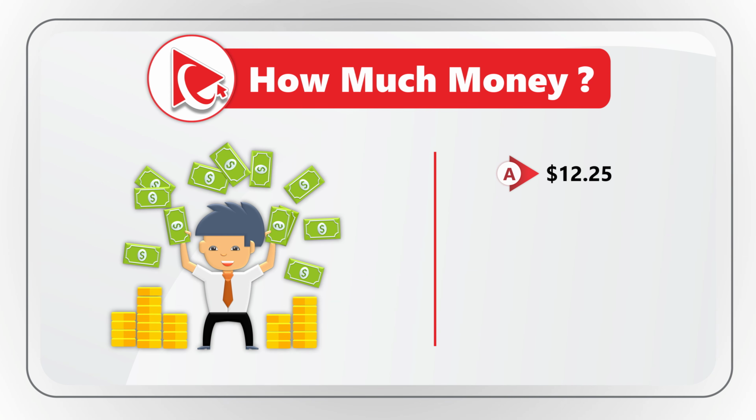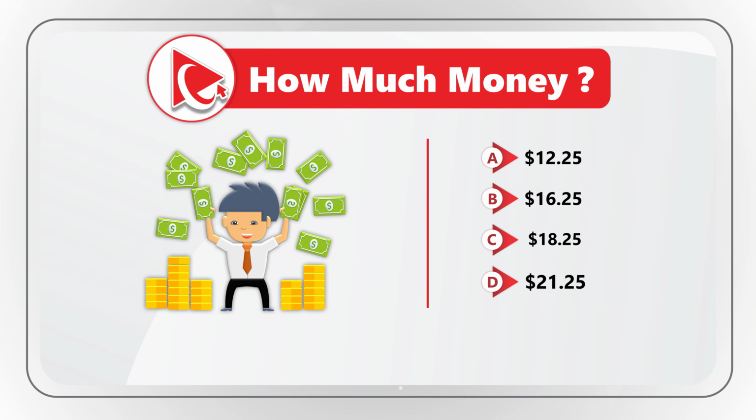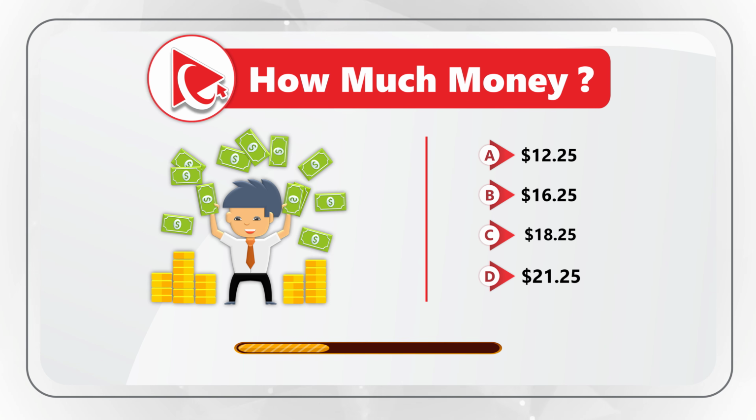Choice A, $12.25. Choice B, $16.25. Choice C, $18.25. And last but not least, choice D, $21.25. Please pause this video if necessary, do your counting, and post your answer in comments. This would allow me to give you my feedback. Thanks for participating and good luck.